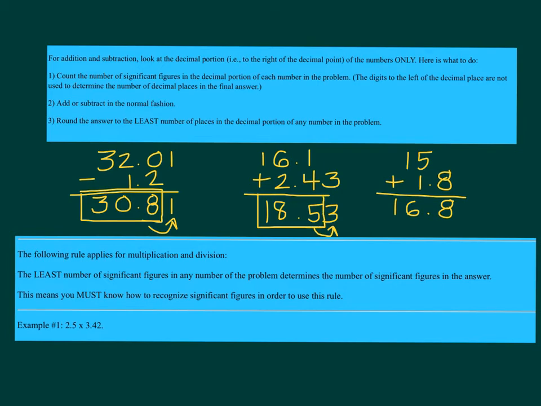And on my last one, 15 plus 1.8. Well, there are no decimals in the 15. So therefore, my answer must be to a whole number. So I'm looking at the 6. I look to the right. It's greater than 5. So I'm going to round up, and my answer would be 17, because the least accurate value has no decimal places. Let's now take a look at multiplication and division.